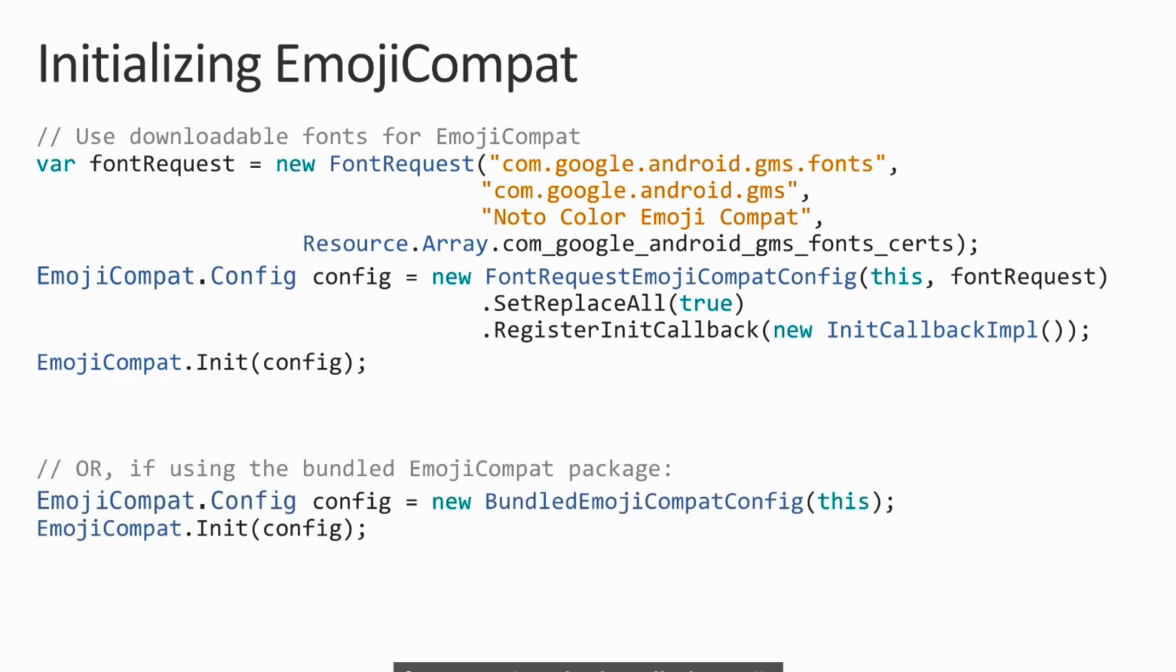If we're using the bundled emojis, that becomes a lot easier. We just use the provided bundled emoji compat config, and we call init, and away it goes. So debatably, this can be easier, and if you're going to have to download apps or the fonts anyway, maybe in the case of emojis, this is one instance where you just use the bundled library. However, maybe you're using your own custom emojis or that kind of a thing, in which case you would use the previous example of downloading them from the appropriate font provider.